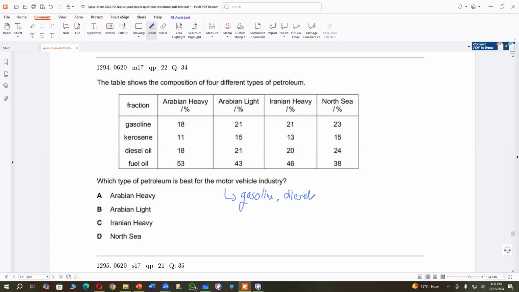Okay. Then what's the answer? You have to see one by one all the options, which is the best for the motor vehicle industry. Gasoline and diesel. Gasoline is highest in North Sea and diesel is highest in, look at the numbers. Yeah, it's North Sea.